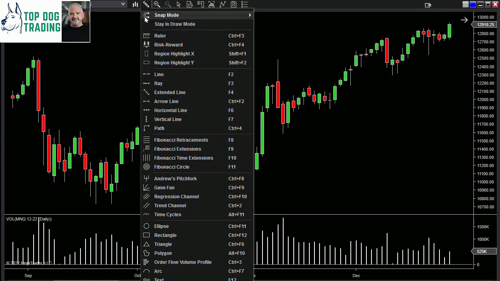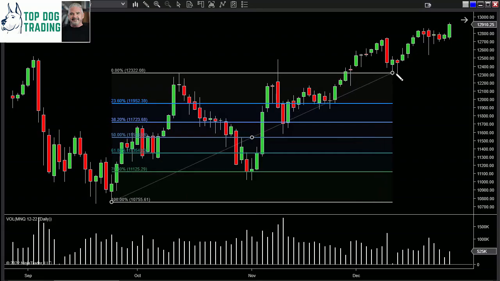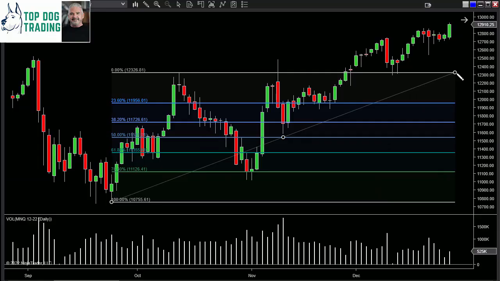So we come up to our drawing tool. I'm using NinjaTrader here in case you're wondering, but most every trading platform has Fibonacci retracements. So go to Fibonacci retracements and we'll draw it from a low to a high. And then I'll extend this out to the right and we'll see our levels.